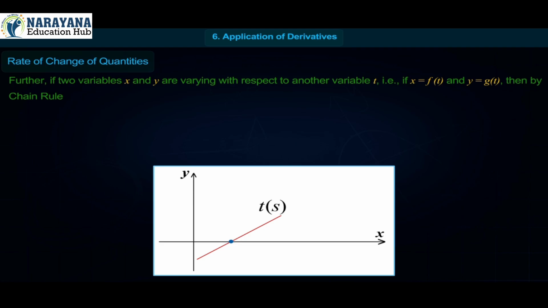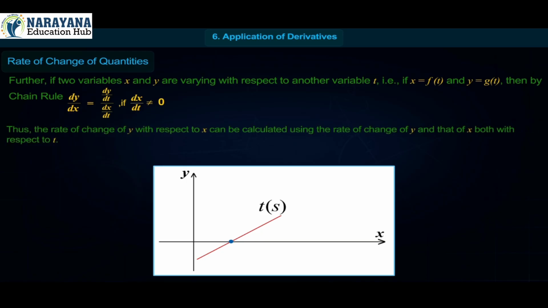Further, if two variables x and y are varying with respect to another variable t, that is, if x is equal to f of t and y is equal to g of t, then by chain rule, dy by dx is equal to dy by dt upon dx by dt, if dx by dt is not equal to 0. Thus the rate of change of y with respect to x can be calculated using the rate of change of y and that of x both with respect to t.